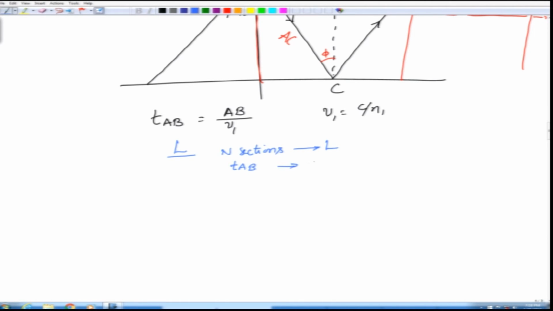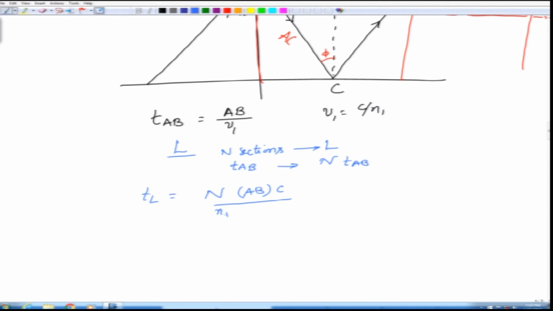Therefore, the total time taken here will get multiplied by the number of sections, and this becomes n into TAB, right. So, what is TAB here now for the overall time length? If you call this the length of propagation time TL, this is given by the number of sections n, the length with which one section is traversed, which is the distance AB, and the velocity with which it has traversed, which is C by N1, that is the velocity V1. So, it is divided by V1.